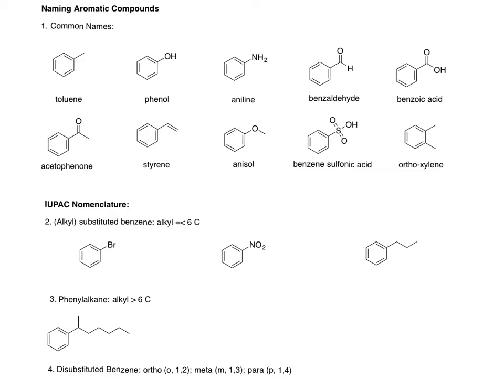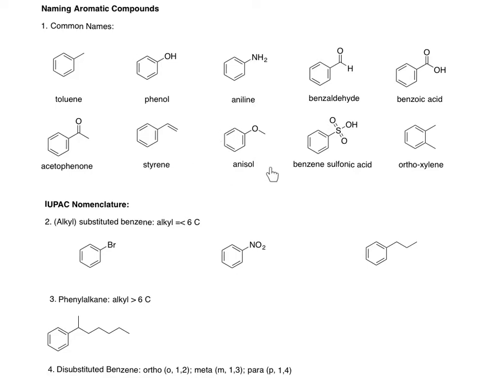And with an aldehyde functional group, this compound has a common name as benzaldehyde. With a carboxylic acid functional group, this compound has a common name as benzoic acid. And with a ketone functional group, this compound is commonly named as acetophenone. And this compound is a styrene, a very important monomer to prepare the corresponding polymer.